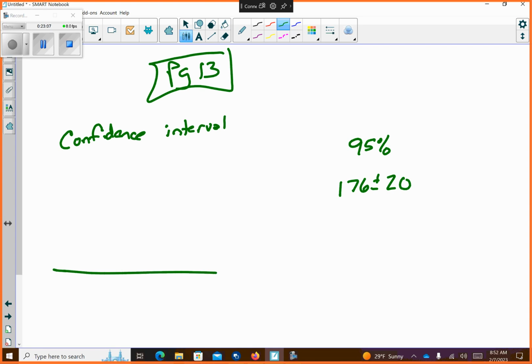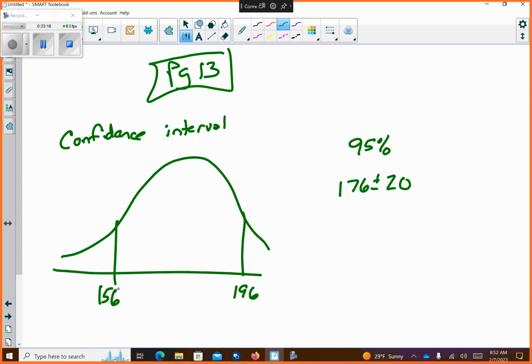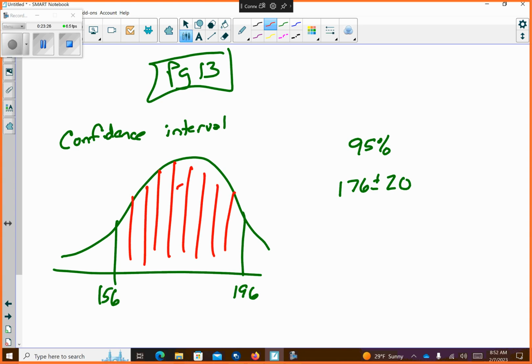So think about what this is doing. Okay, you have a 196 up here. You have a 156 down here, because plus or minus. I feel 95% confident that my mean, these reds are the mean, is going to fall somewhere in between there. Okay? So am I 100% confident? I'm kind of protecting myself.